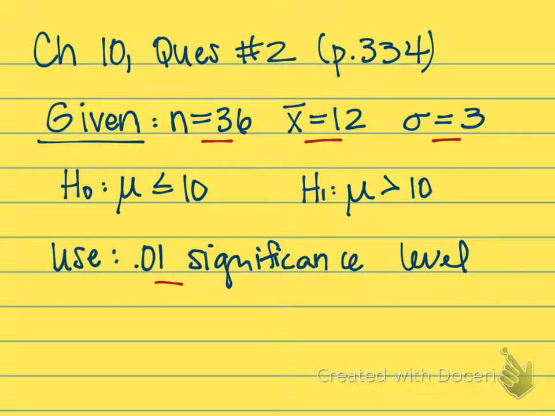And so they gave us here our null hypothesis is that the population mean will be less than or equal to 10. And so then our alternative hypothesis is that the population mean is actually greater than 10. And so let's go through our 6-step process and figure out what we can say about the hypothesis that we have.